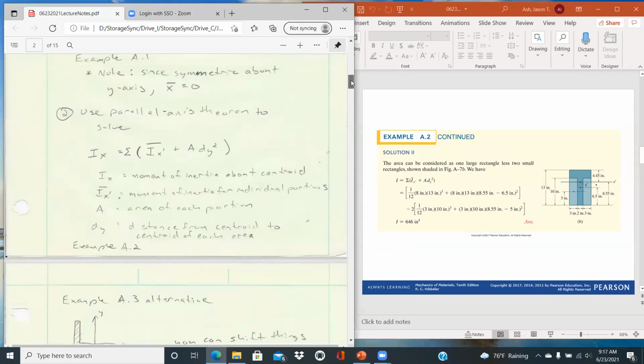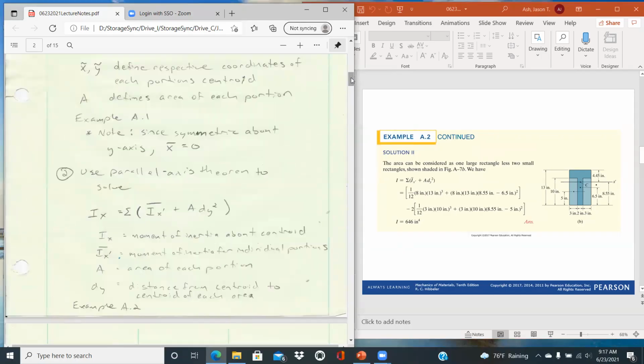I guess, Jordan, do you have any questions on that in terms of utilizing the parallel axis theorem? No, it seems familiar. I remember doing this in statics. Okay, that's good to hear. It wasn't on the final, so.